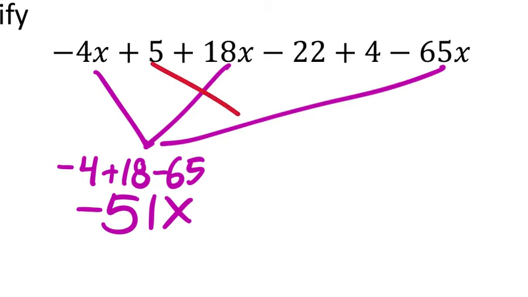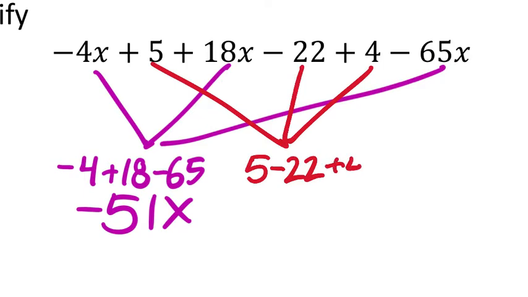Now we got the constants, 5, negative 22, and 4. So 5, negative 22, and positive 4. When I combine these, I get negative 13, it looks like. In fact, I'll write that a little bit better. Negative 13 there.